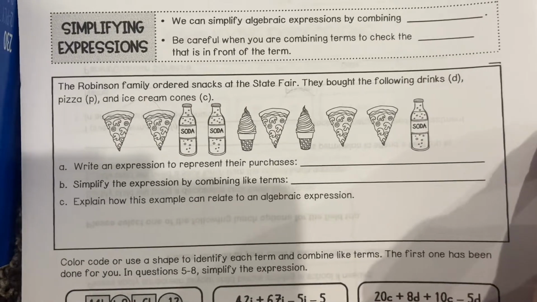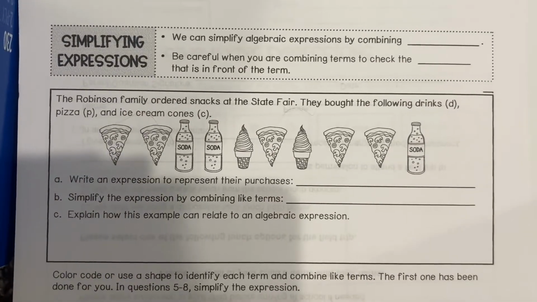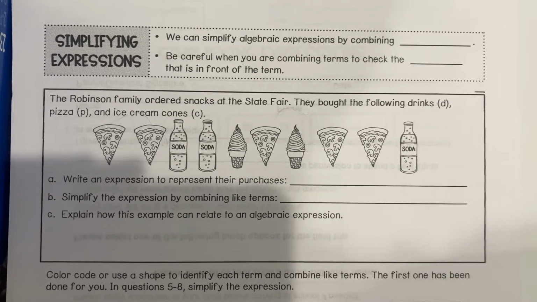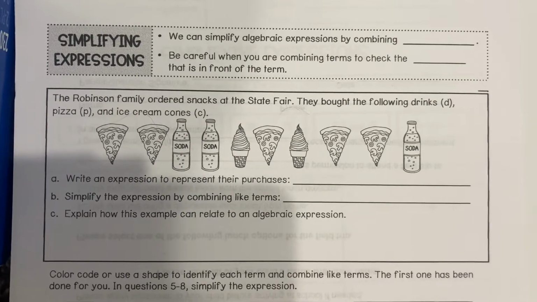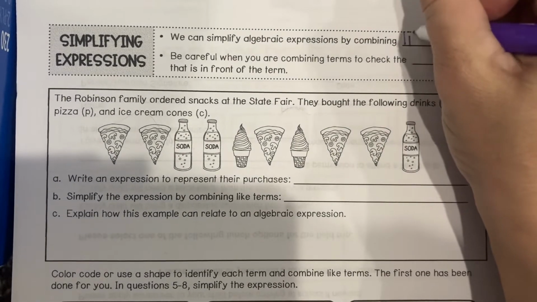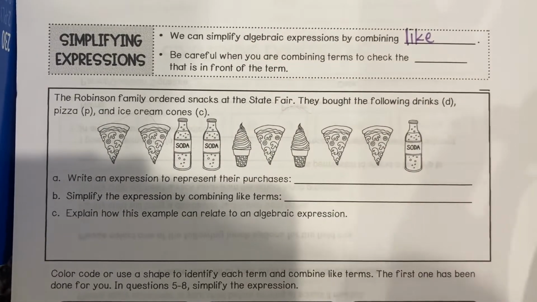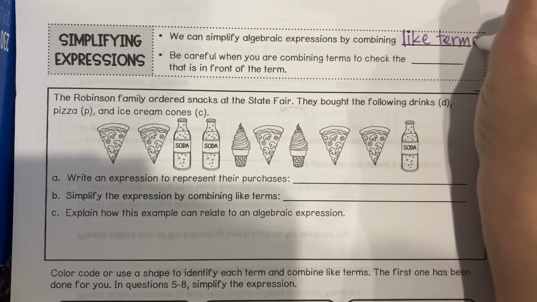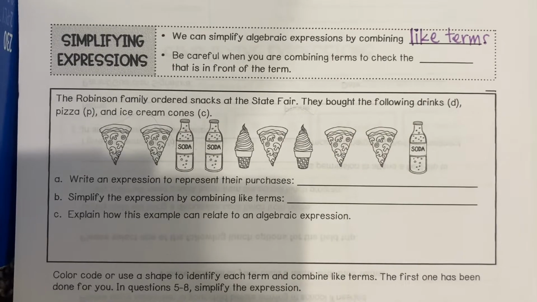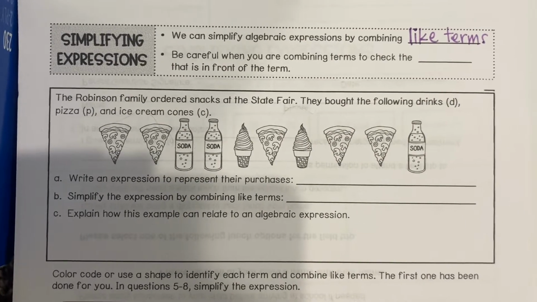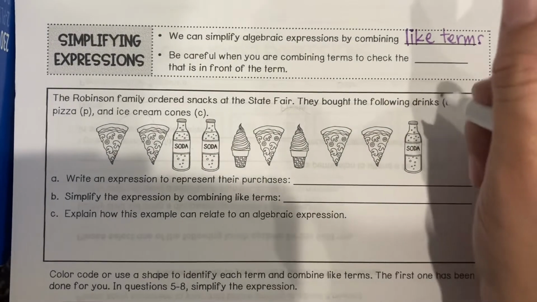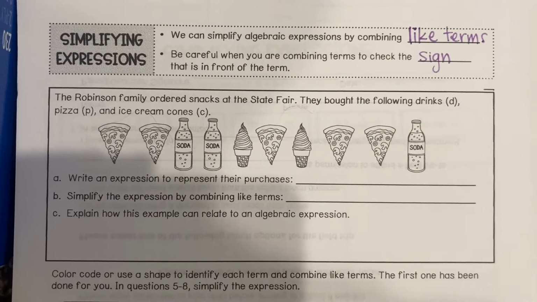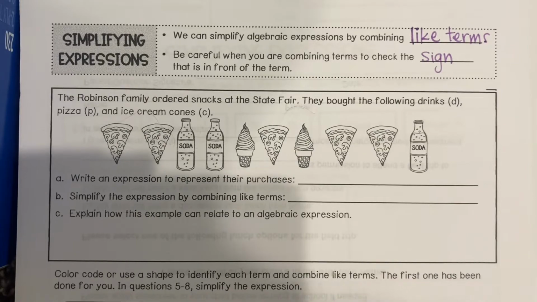Okay, so here's our next one. Next one is talking about simplifying expressions. So we can simplify algebraic expressions by combining like terms. So things that look like each other. Be careful when you are combining terms to check for the sign that is in front of the term. The sign goes along with the term.